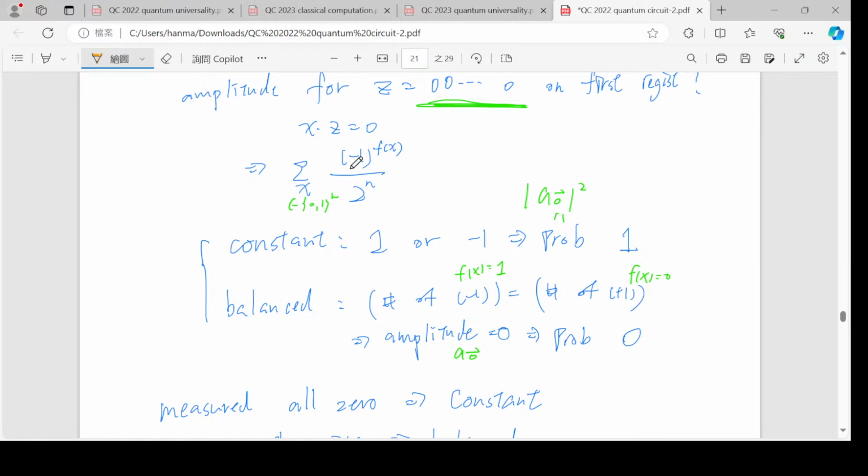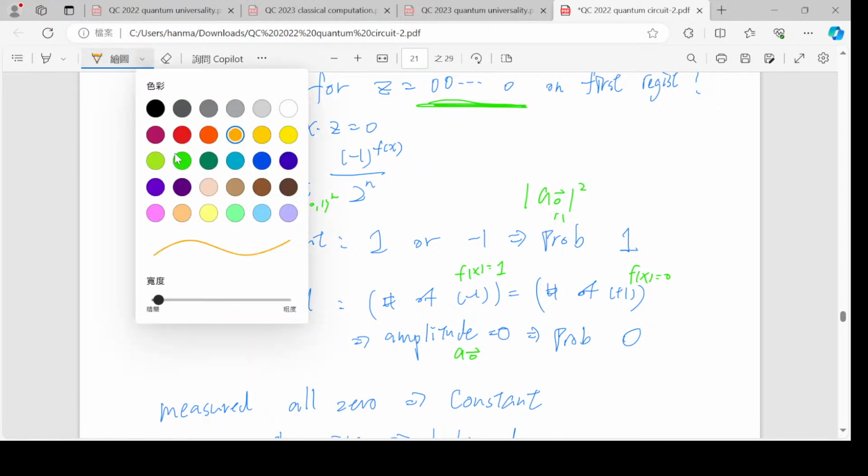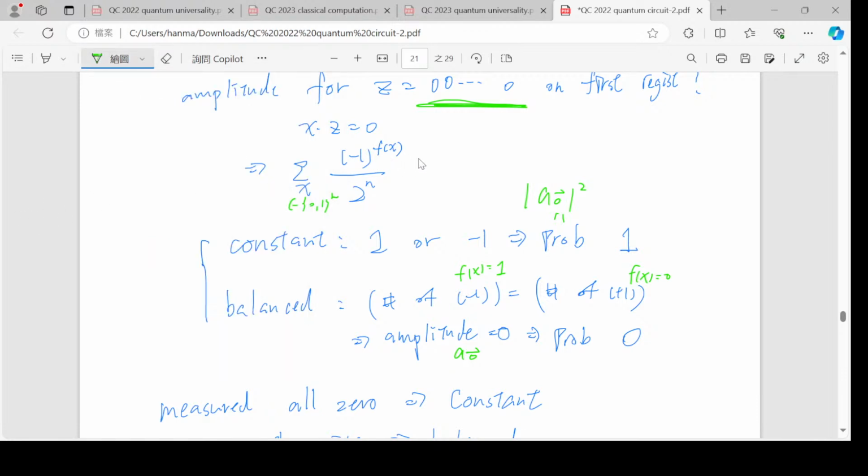Because it's balanced, the number of minus 1s and the number of 1s will cancel out. Remember, f of x is 0 or 1, so once again, remember this part has two possibilities: it is equal to 1 if f of x equals 0, and minus 1 if f of x equals 1.